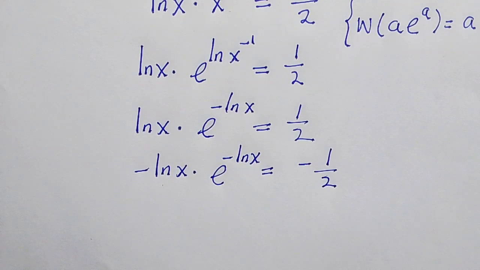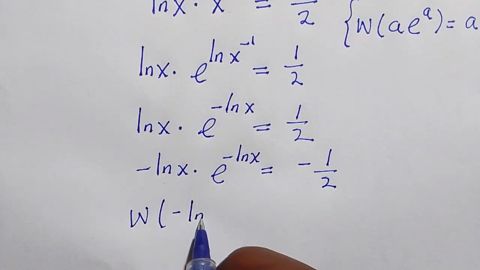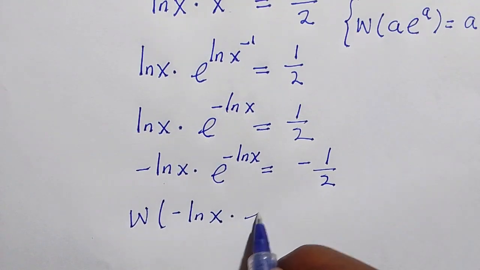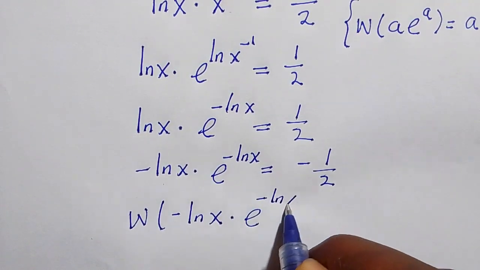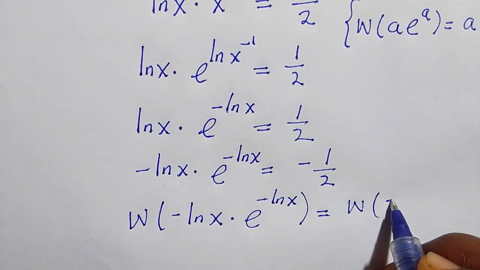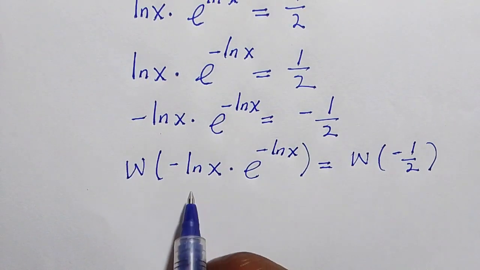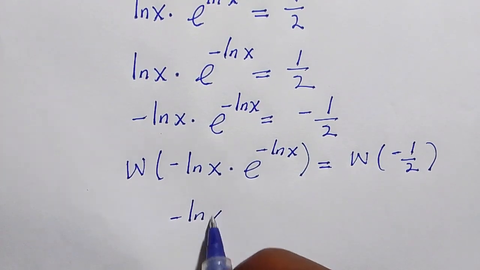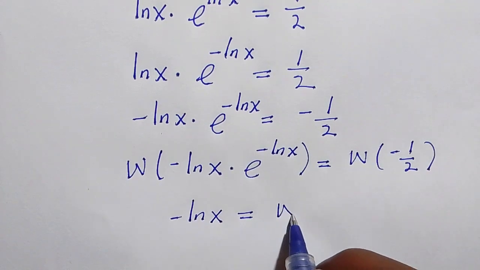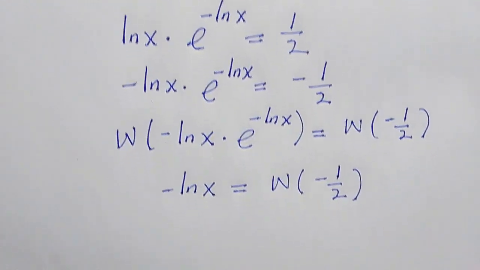We can now introduce the Lambert W function to both sides. Here it becomes W of minus ln x multiplied by e to the power of minus ln x, and everything equals W of minus 1 divided by 2. So then we take only minus ln x, according to the rule, and everything equals W of minus 1 divided by 2.